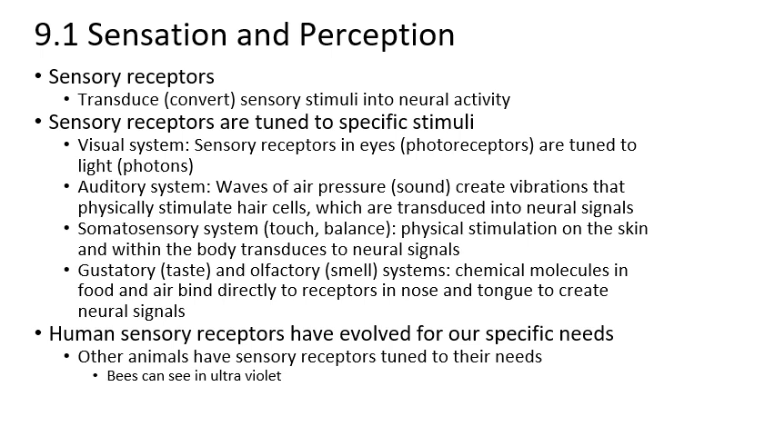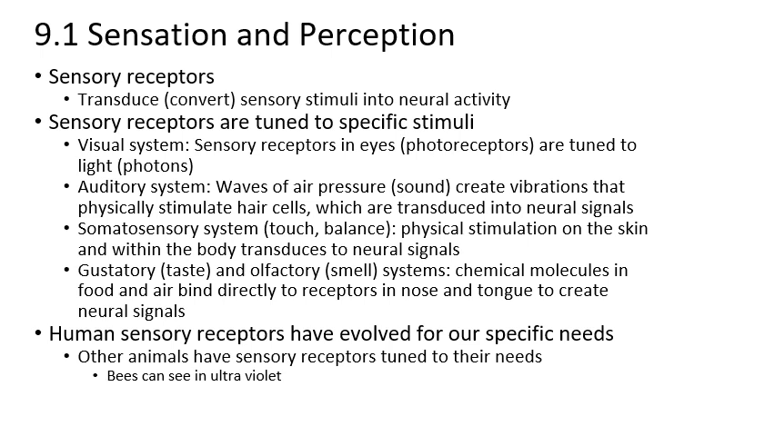In the auditory system, waves of air pressure, which is what sound is, create vibrations that physically stimulate hair cells, which are nerve cells in the ear, and then this is transduced or converted into neural signals. In the somatosensory system, which is responsible for touch and balance, physical stimulation on the skin and within the body is transduced into neural signals. And then in the gustatory and olfactory systems, chemical molecules in food and air bind directly to receptors in the nose and tongue, and then create neural signals from there.